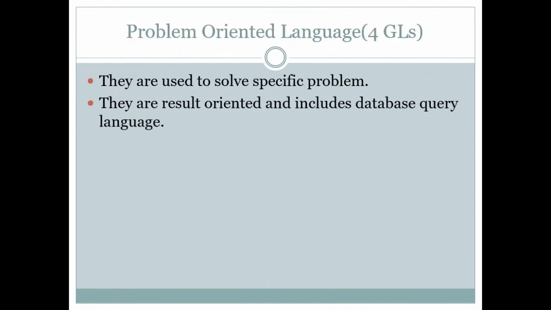In the same manner, problem oriented languages, 4GL, are used to solve specific problems. They are result oriented and include database query languages. They are much more similar to human natural language, and it may be easy for us to understand problem oriented language, 4GL. For example, MySQL, Prolog, etc. They are all problem oriented languages.